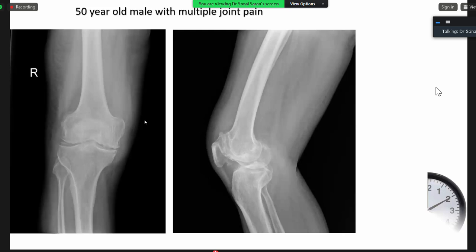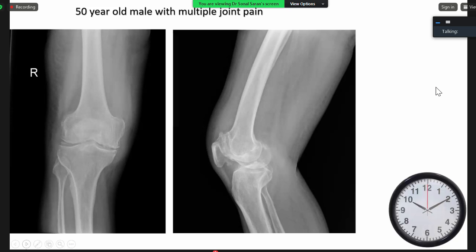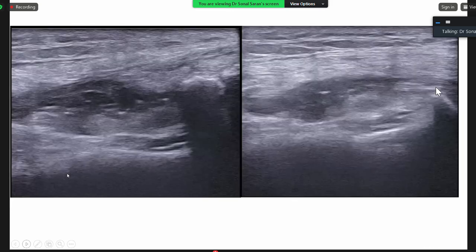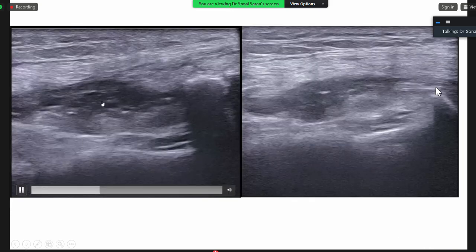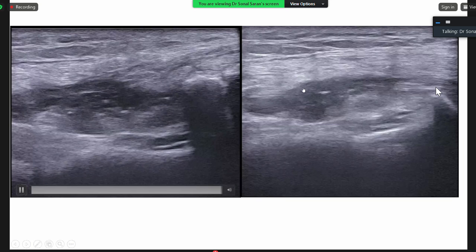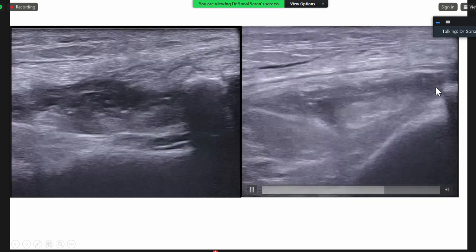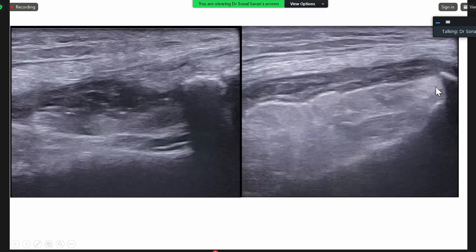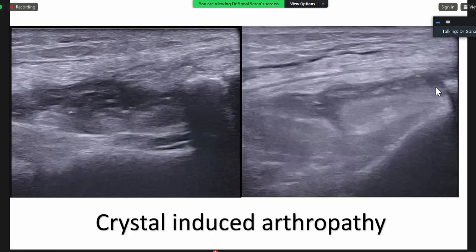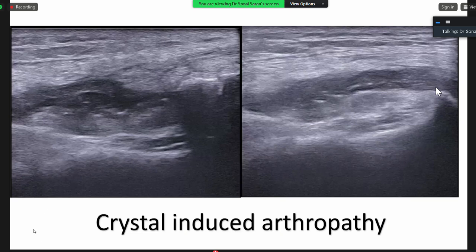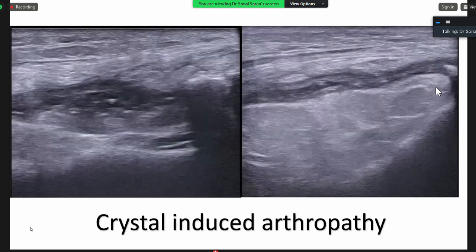Okay. So what we can see here, there is calcification of the menisci and there are degenerative changes. Involvement of patellofemoral joint is there. And this is the ultrasound of the same patient, which is showing effusion, synovial thickening, and presence of tiny foci of calcification in the joint. So ultrasound is quite good at picking up floating calcification. So this is a case of crystal-induced arthropathy, which may be because of CPPD.